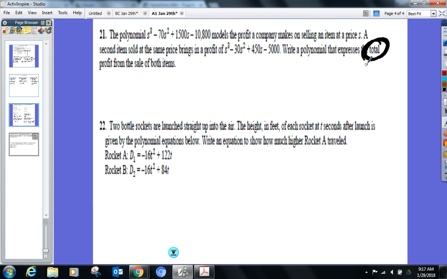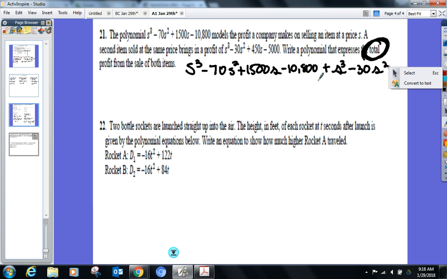What are you looking for when you find a total? Add them all up, right? So I'm going to take these two and add them up. s cubed minus 70s squared plus 1500s minus 10,800 plus the second polynomial. And if you don't want to write all of it out, that's fine. If you just want to combine the like terms from the problem itself, fine. Whatever floats your boat.